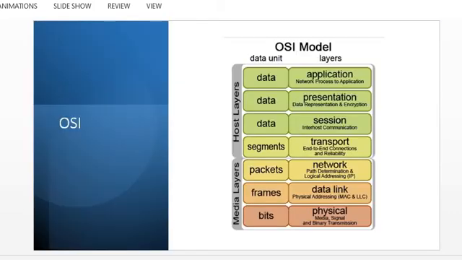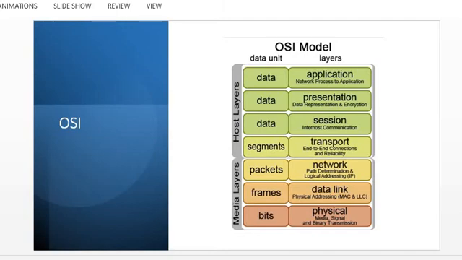So as we highlighted, that the OSI reference model is a layered framework for design of networks, which allows communication between different types of computer systems, and it consists of 7 layers, which are the application layer, the presentation layer, the session layer, the network layer, the data link layer, and the physical layer. So these are the 7 layers that make up the OSI reference model.